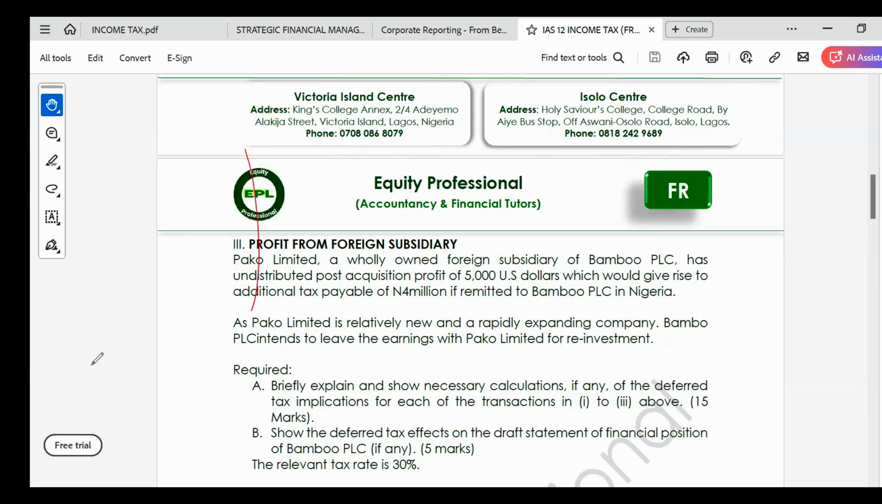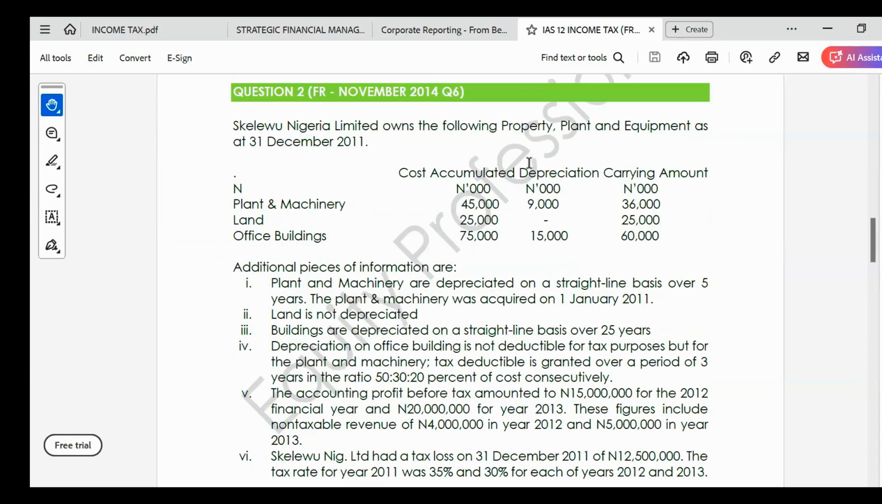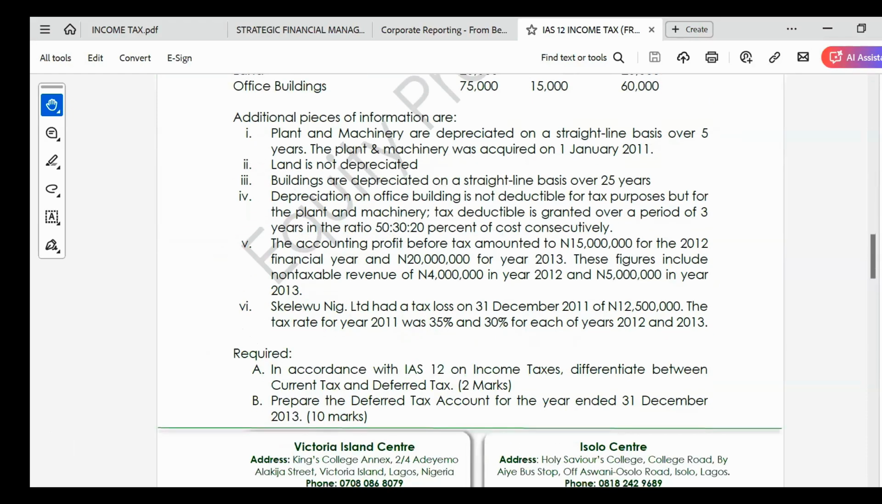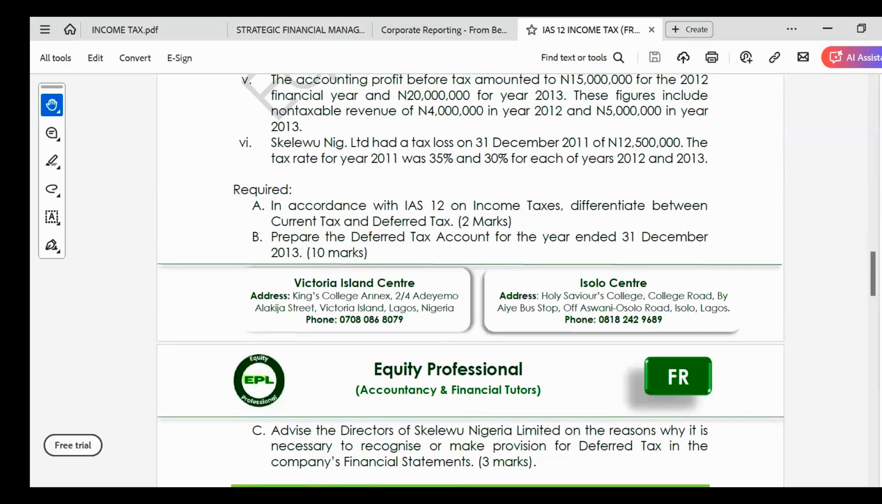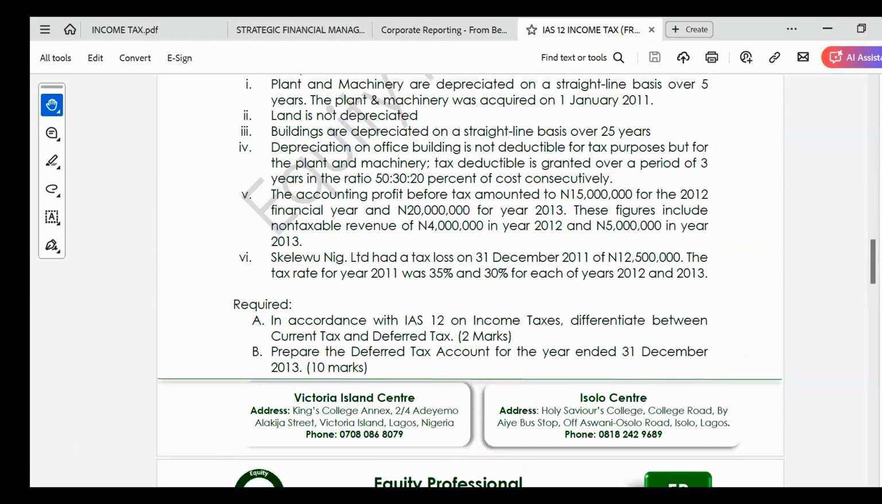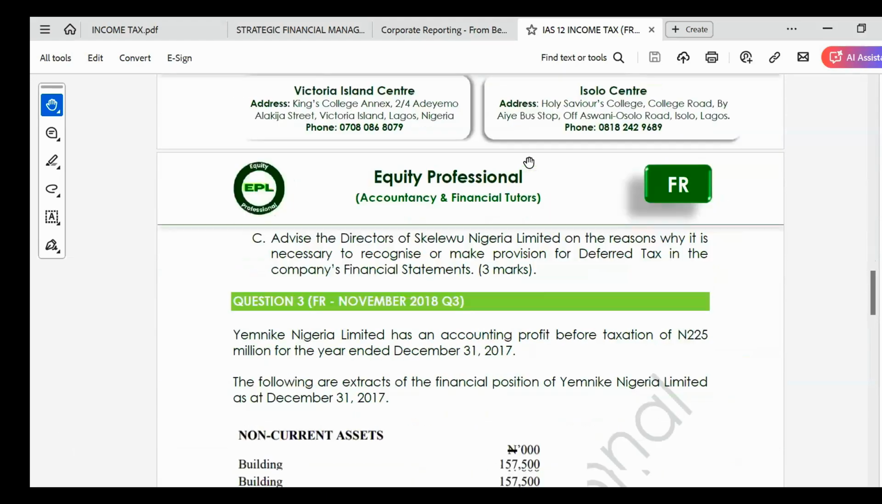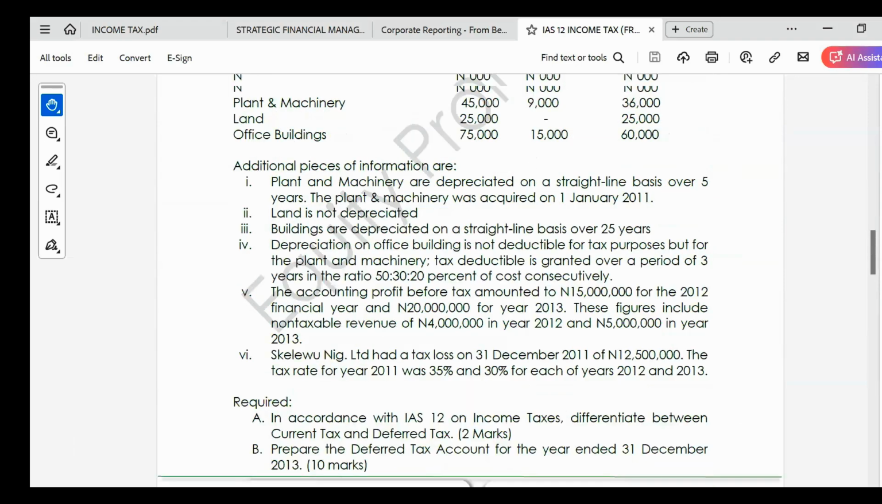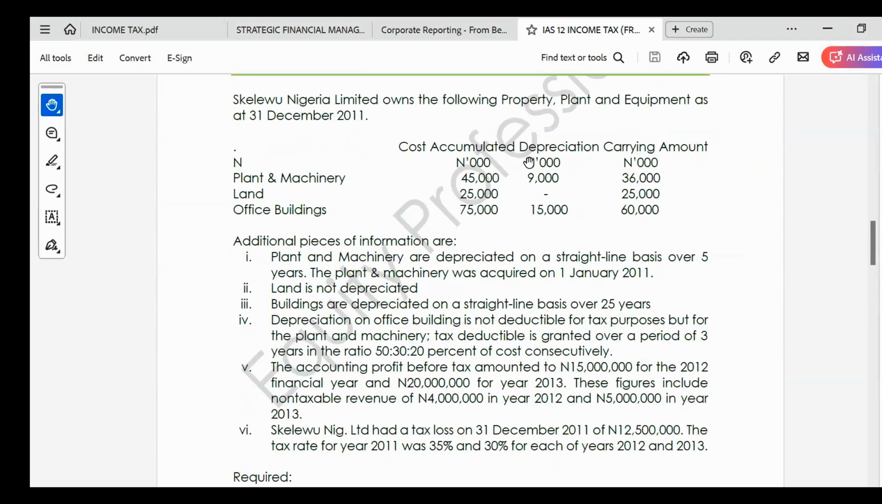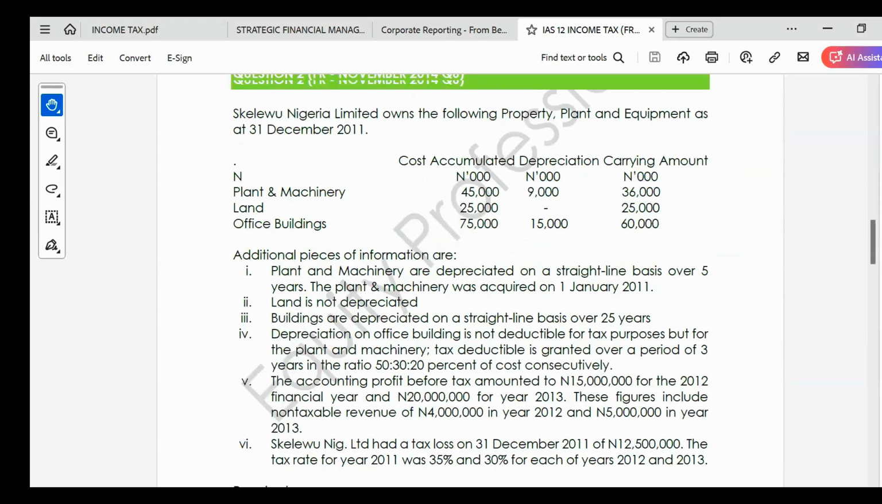All right. In this instance, we are told of Skelewu. This is FR. Let's see if we can, if you don't drag me back too much, I think we should be able to finish this one. It's a very short question too. So permit me, can I go ahead? The answer is yes, right?